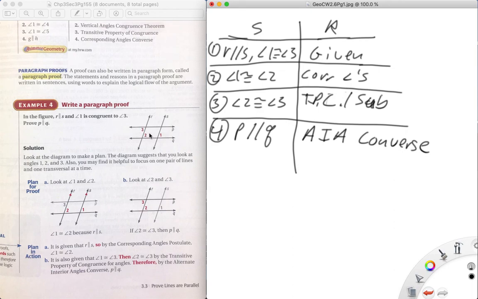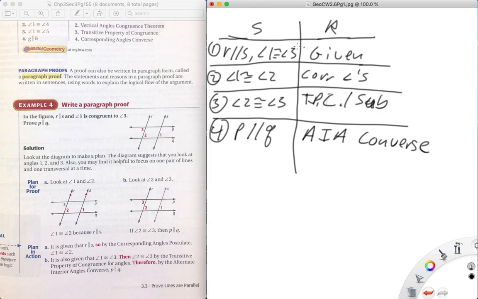We already were told that 3 is congruent to 1. So 3 is congruent to 1, 2 is congruent to 1, then we can say that 3 is congruent to 2 using the transitive property. With 3 and 2, R becomes my transversal and is cutting across P and Q. So if 3 is congruent to 2, and they're alternate interior angles, and this line is cutting across these two lines as the transversal, then I can say that P is parallel to Q because of the alternate interior angles converse.